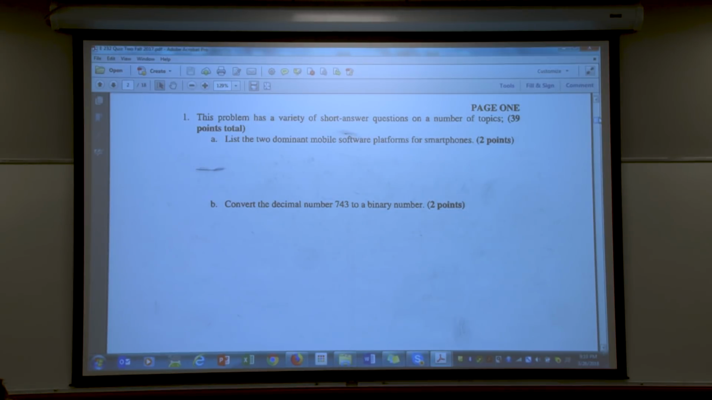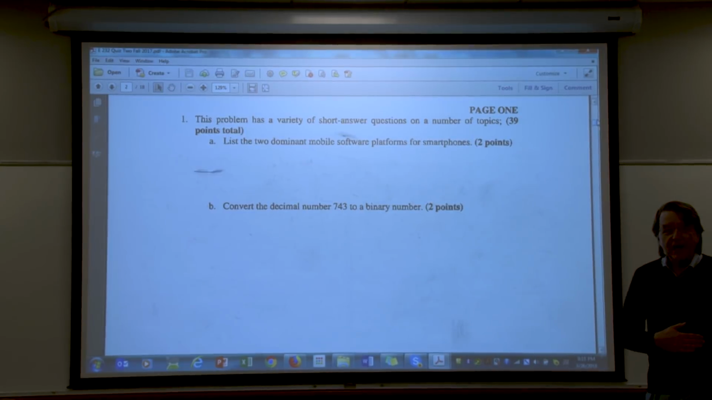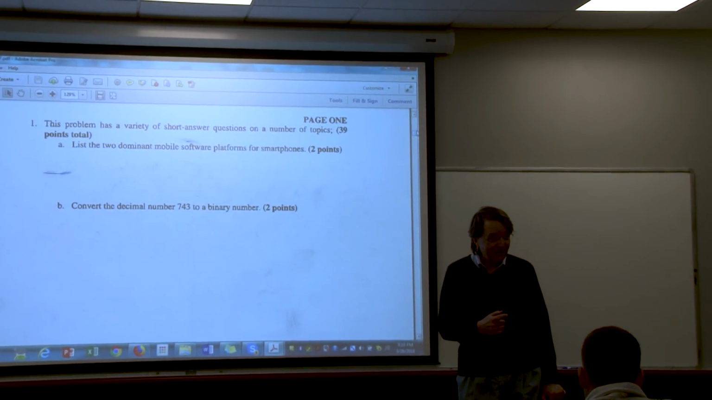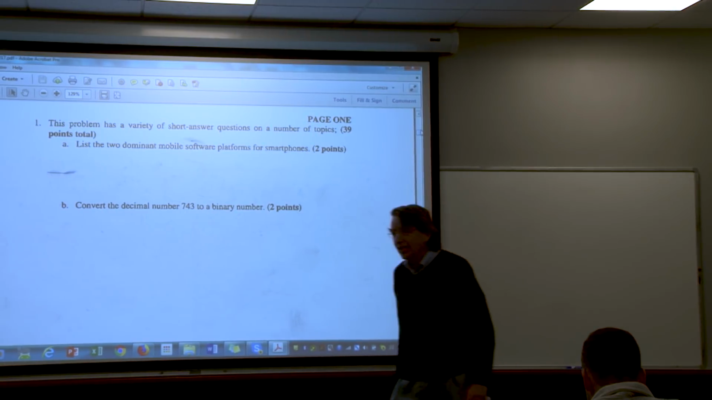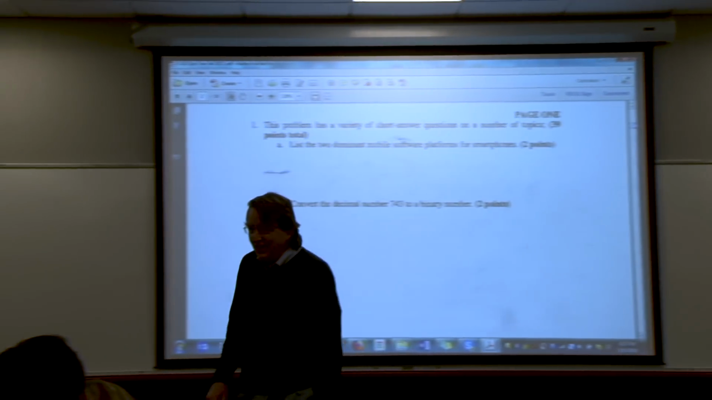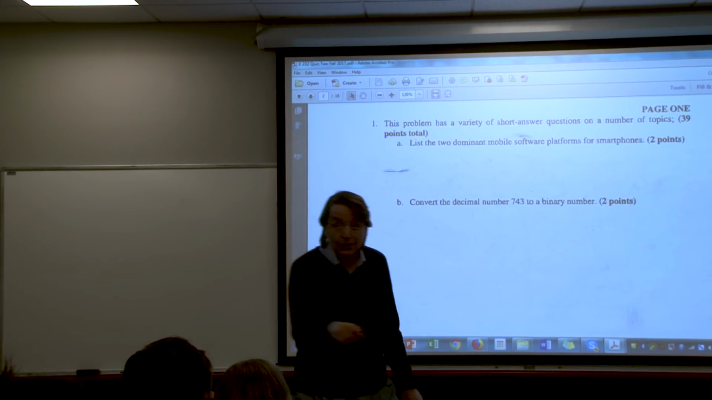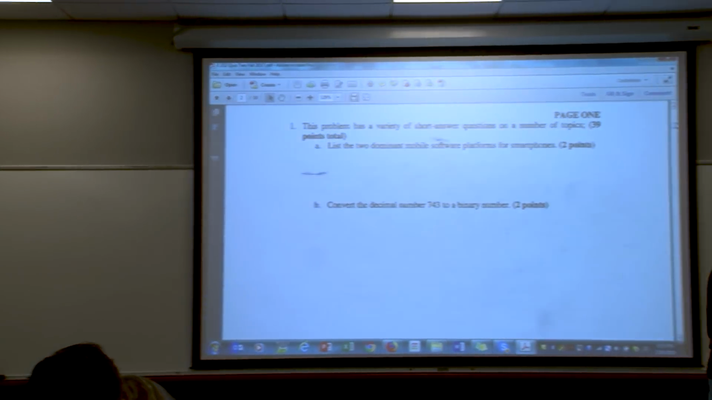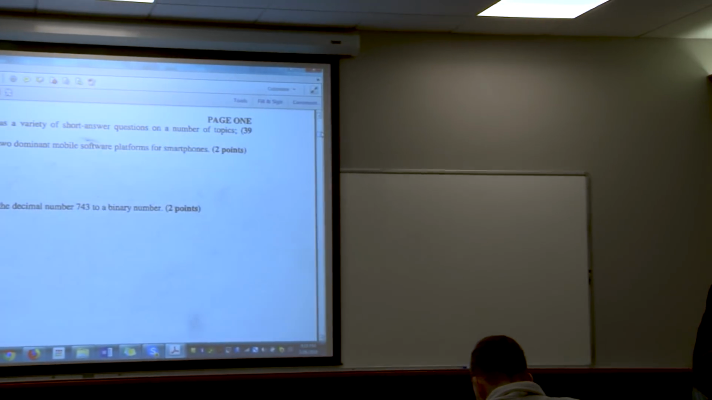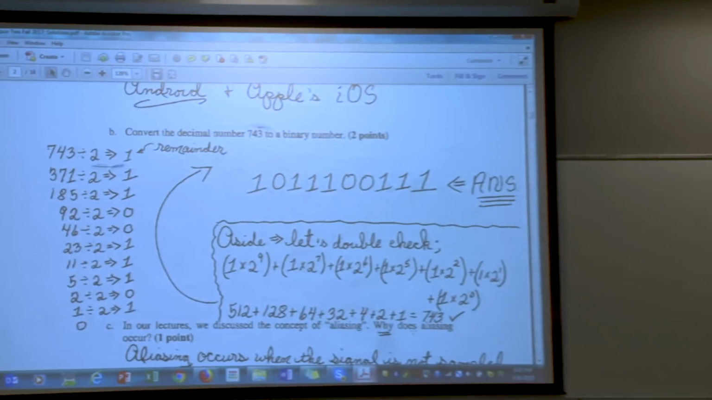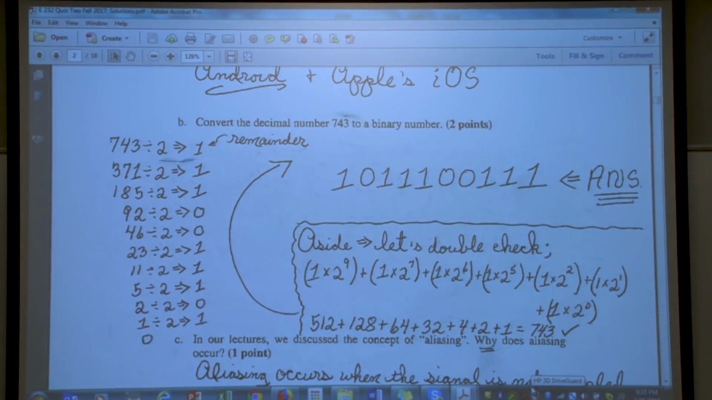Now, just to get warmed up, convert the decimal number 743 to binary. How do I do that? Kristen knows. Caroline knows. Justine knows. I know you all know this. So we have to divide by 2 and keep track of the remainders. So instead of writing all this down, we have the solutions. Let me just pop over to the solution file. And there it is.